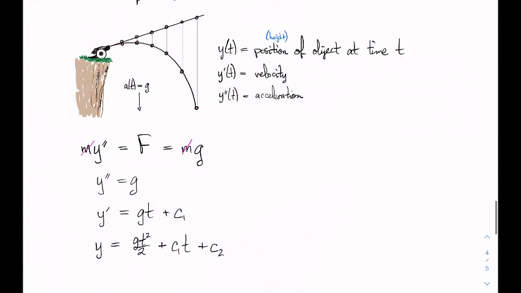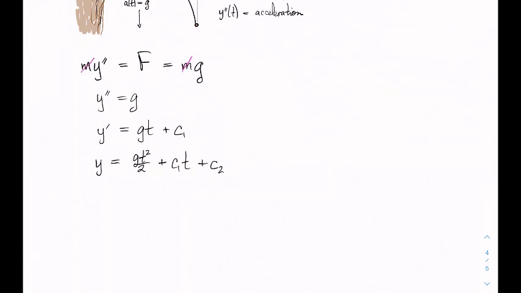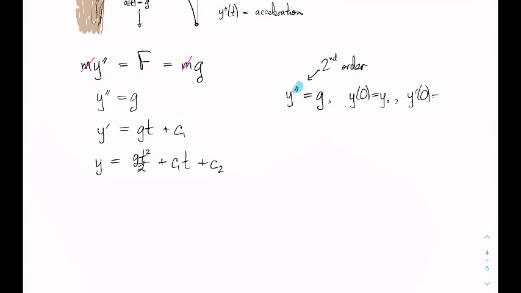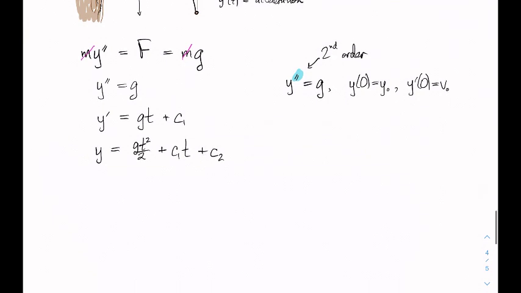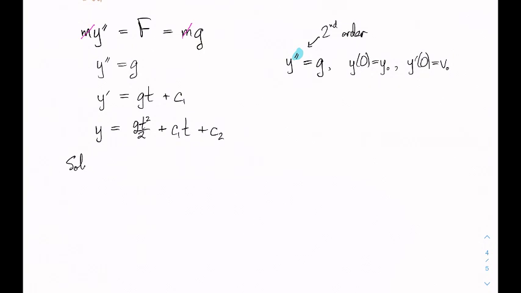Now, typically, the ODE would come with initial conditions, and since this is a second order equation, we would need two initial conditions. So we'll have an initial condition for the position, and we'll have an initial condition for the velocity. So in that case, let's see what happens when we go to solve for the arbitrary constants c1 and c2.